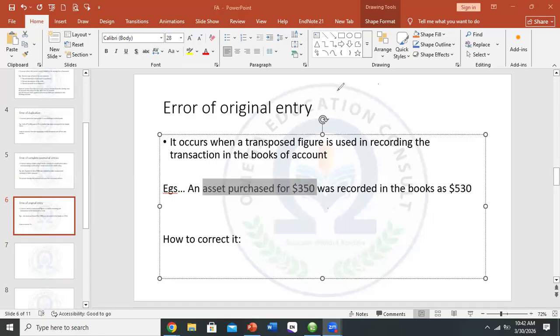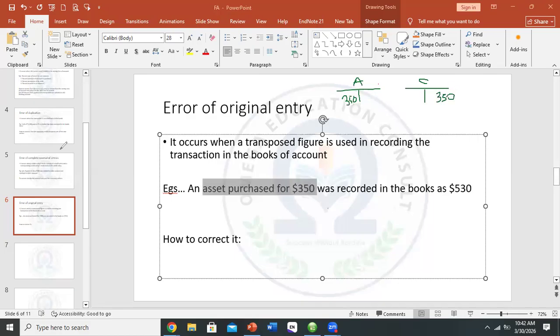So the accountant should have correctly opened assets and opened cash. We should have debited assets with 350 and credited cash 350. This is what should have happened.